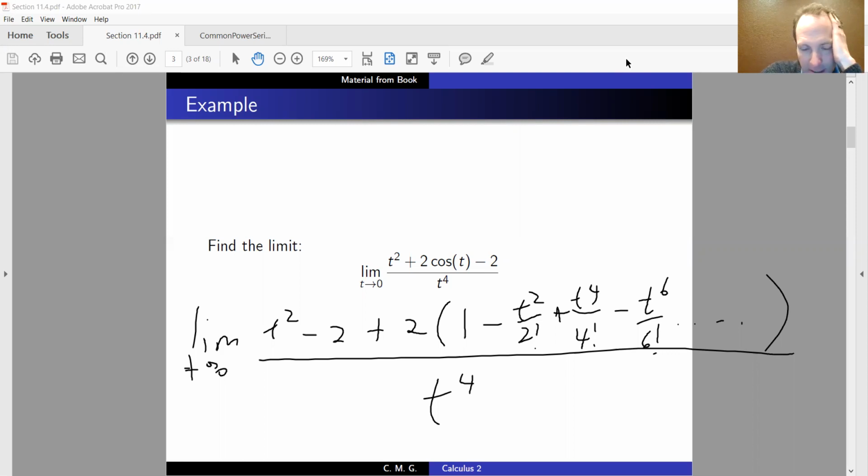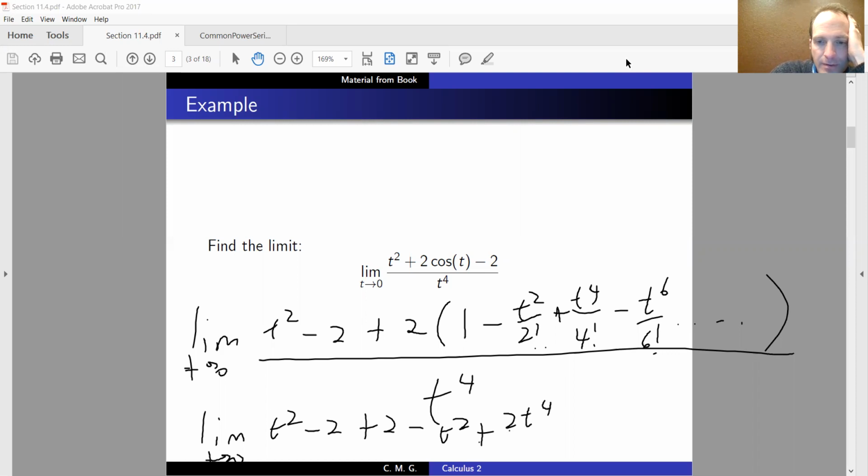And so I can kind of go in here and I say, all right, so this means we have the limit as t goes to 0, t squared. Now let's multiply this 2 through. So I get t squared minus 2 plus 2 minus t squared, because 2 is 2 factorial, plus 2t to the 4th over 4 factorial minus 2t to the 6th over 6 factorial, and so on, all divided by t to the 4th.